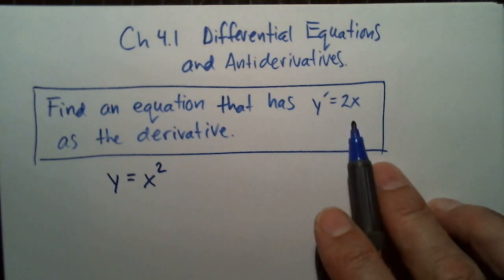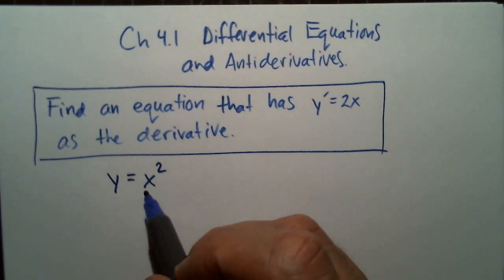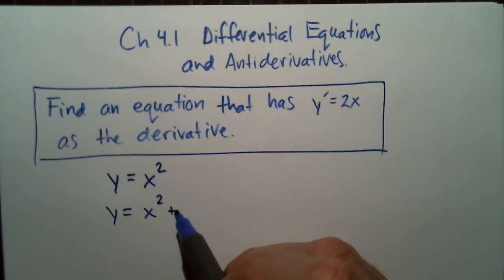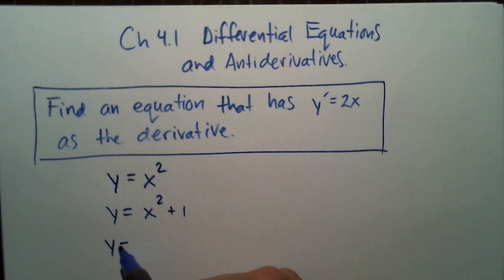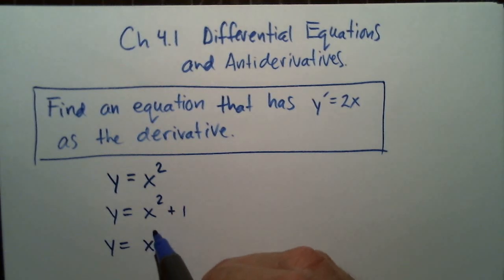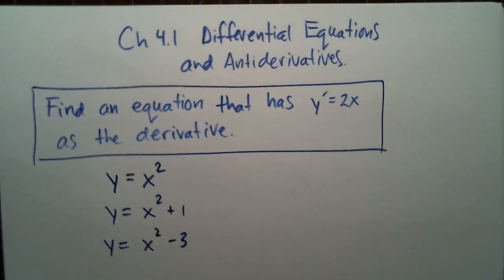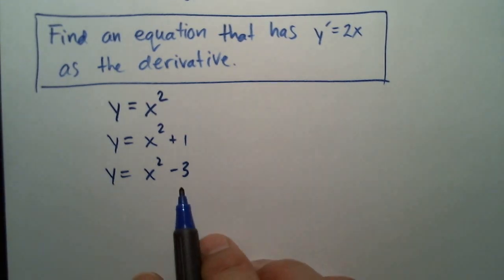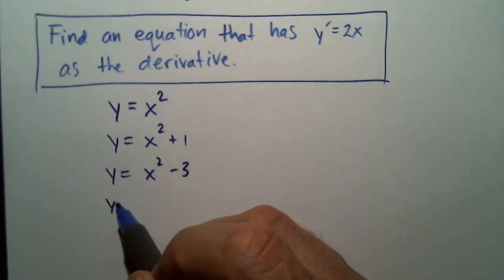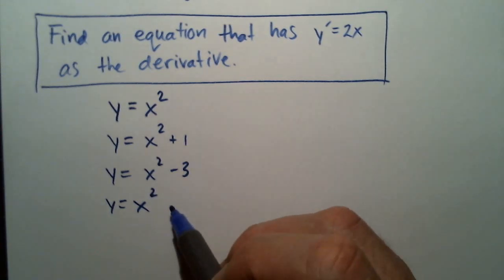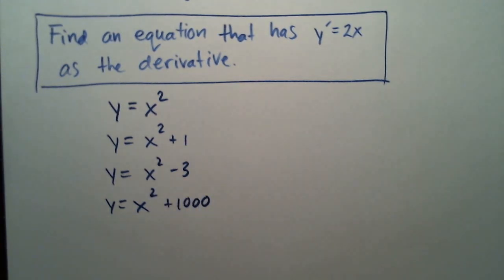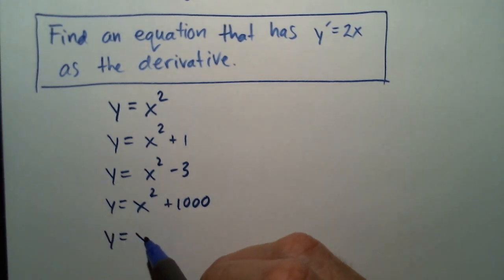The derivative of this is 2x. But not only could it be that, it could be this. Or it could be this. And we see that you could have any constant, because the derivative of the constant is 0, so it doesn't matter. And what we end up writing is that.